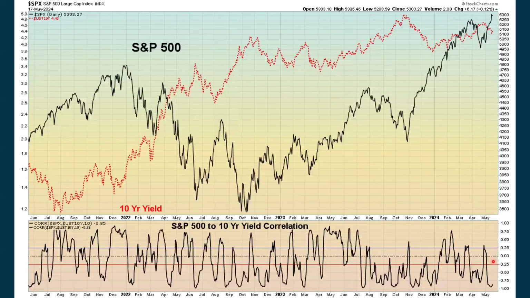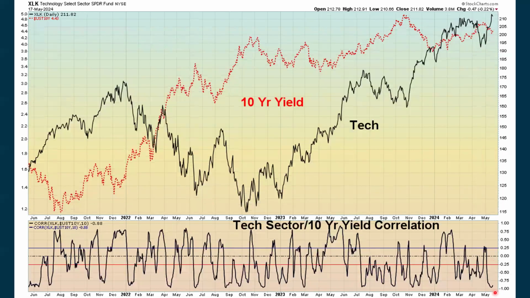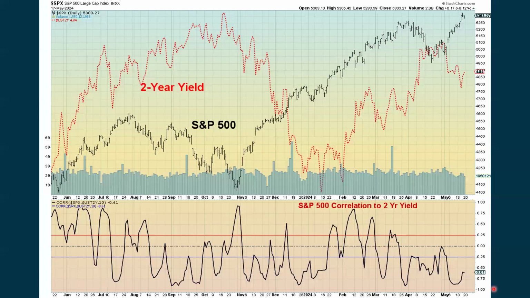Since then, it's been taming down a little bit here. And we look at the S&P to the 10-year yield, also going in opposite direction. So that's why we keep an eye on the 10-year. If it's down, that gives support for stocks to go up. And of course, the inverse of that is also true. We look at tech versus the 10-year yield, also going in opposite directions. And then the S&P to the 2-year yield, also fairly strong tendency to go in opposite directions.